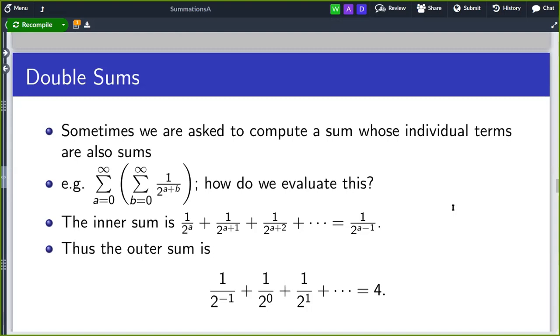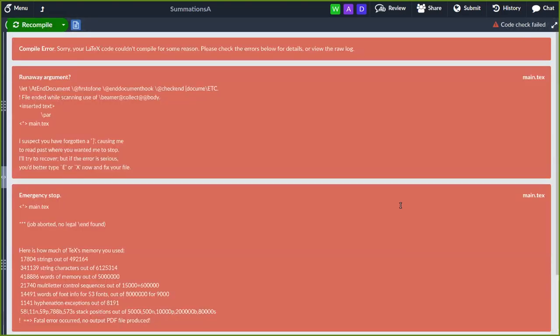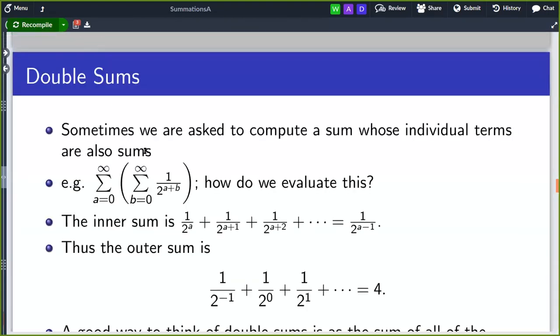As mentioned, one of the good ways to think about double sums is as the product of single sums. Another important way of thinking about double sums is to treat them as a single sum. What that means is that we can compute the double sum in different ways. It's going to take a while to compile, but.